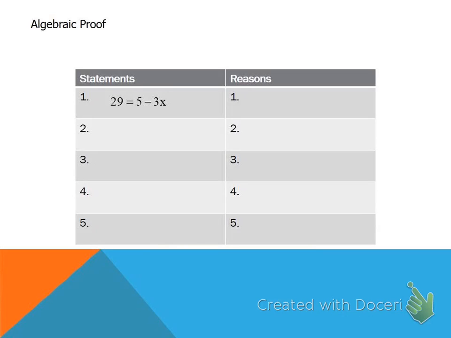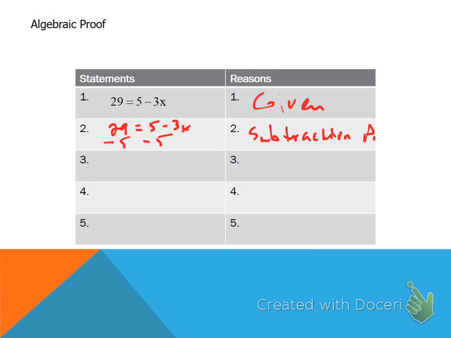So, like in the next one, right? We've been given this equation, so we want this to be given. And then we would subtract 5 from both sides to solve. Since we're subtracting, we'd call this the subtraction property. Oh, by the way, if we were adding something to both sides, we would call this the addition property. Okay? So now we're going to simplify.